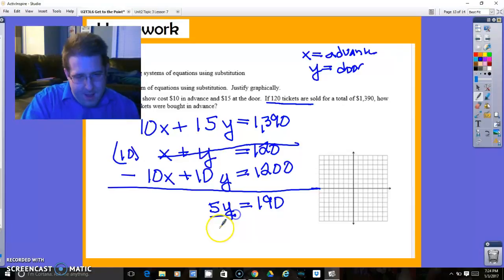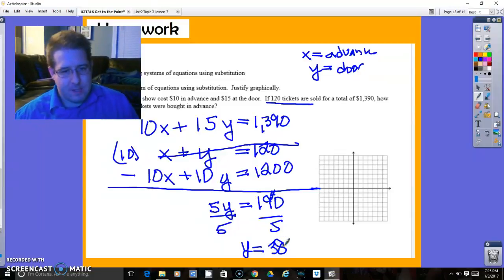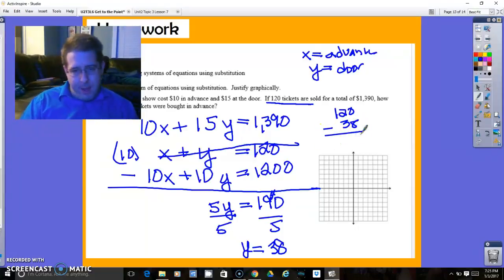Divide that by 5 on both sides. Y is equal to, so what is that? 5 times 3 is 15, carry the 4. 5 times 8 is 40. So it looks like 38 tickets were sold at the door. Now, if I know 38 tickets were sold at the door and there's 120 tickets altogether, 120 minus 38 happens to be 82 tickets, I believe, if I'm doing that correctly.